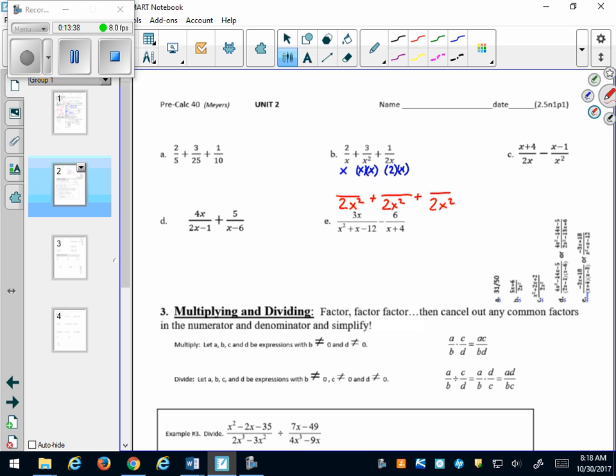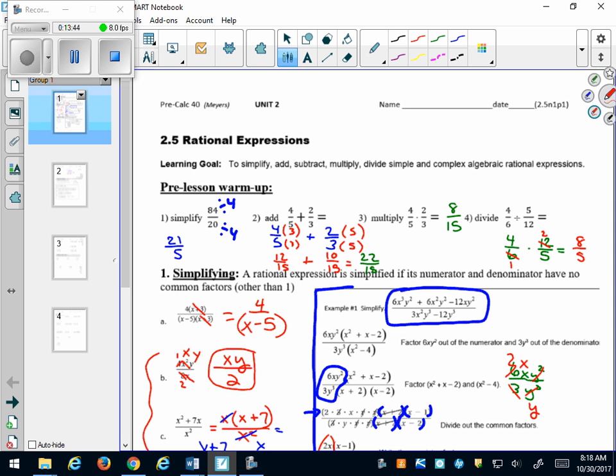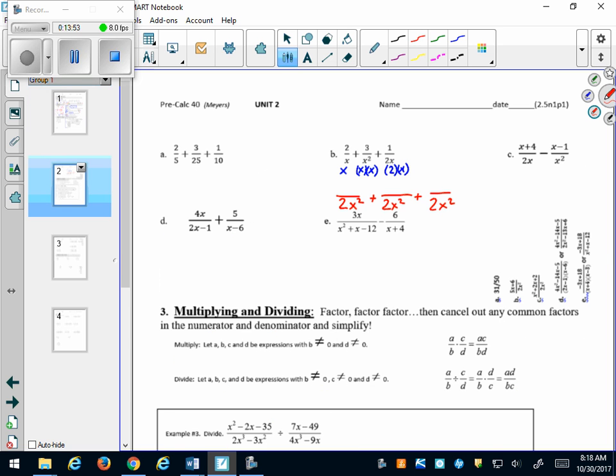Just like with the 3 and the 5, we had 15 for everything. And if you remember back on page 1, what did we do to the top and the bottom to get 5 to be a 15? We multiplied it by 3. So we're doing the same thing here. Look at your first fraction. To get x on the bottom to be a 2x squared, what do you have to multiply by?